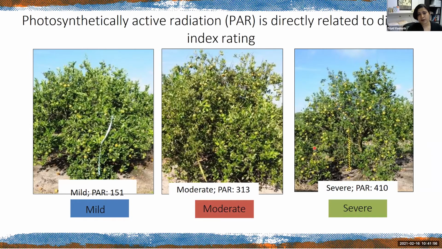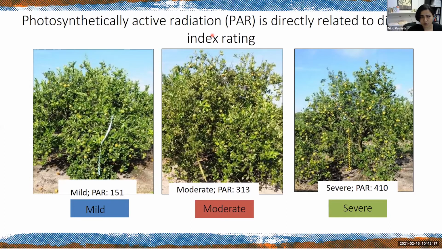First thing that we found was that the HLB symptoms, so if the tree is mild, it has a dense canopy, correlated with the PAR value of that tree. PAR is the photosynthetically active radiation. Basically, it means the amount of light penetrating. So it's what it's telling me.